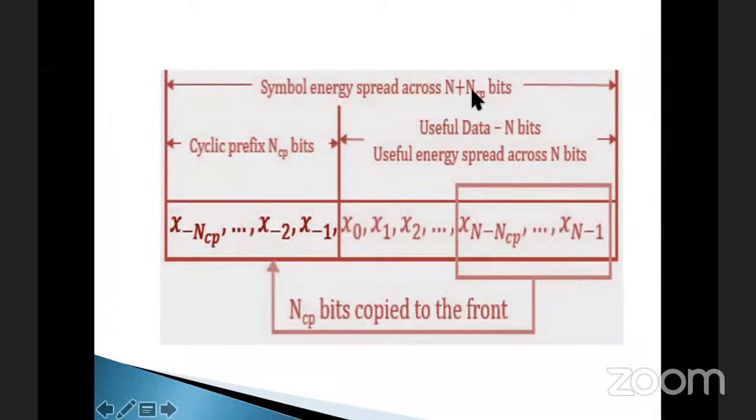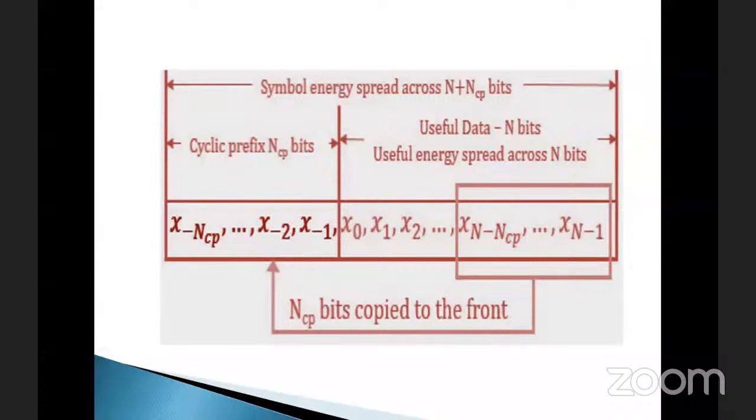So these NC chips are nothing but the last values of your data stream added at the beginning of your cyclic prefix. This is an additional redundancy we are keeping at the front of your frame. So what is the advantage if you add this redundancy at the front of your frame?